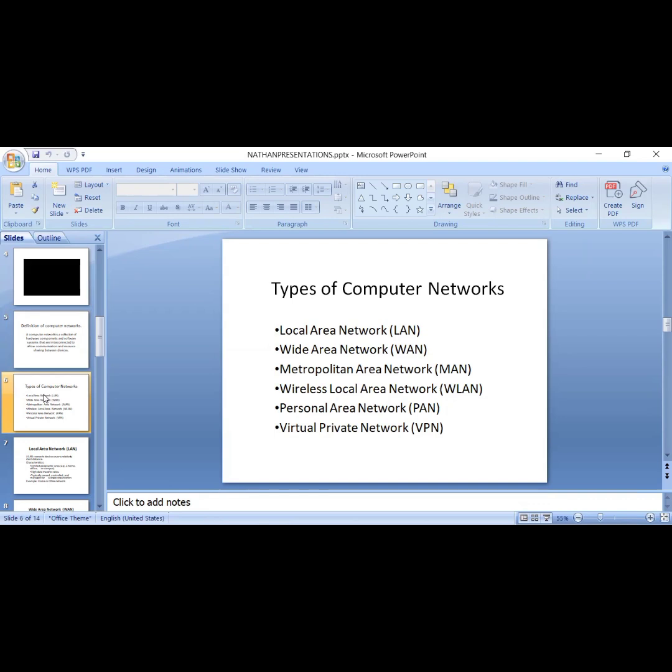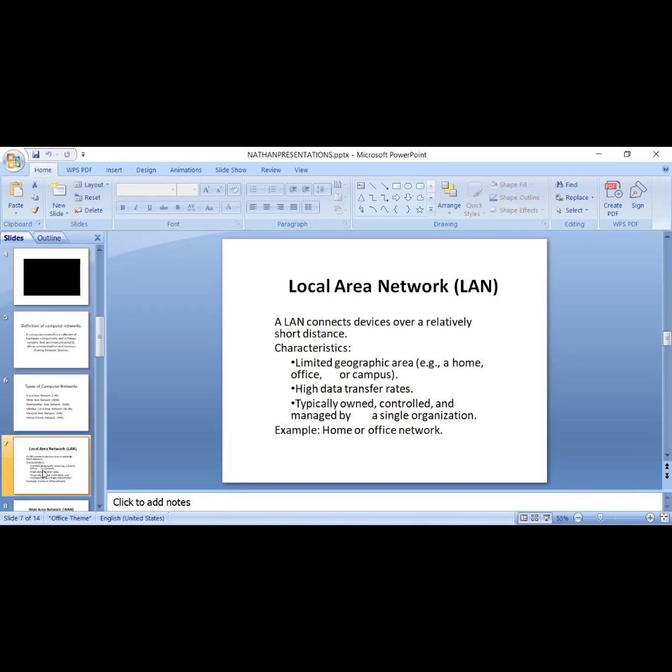Let's begin with the local area network. Local area networks connect devices over a relatively short distance. Some of the characteristics of this network are high data transfer rates, typically owned, controlled, and managed by a single organization. They also have a limited geographical area, or they cover a small geographic area, such as a home, office, or campus. A good example of this network is an office network.